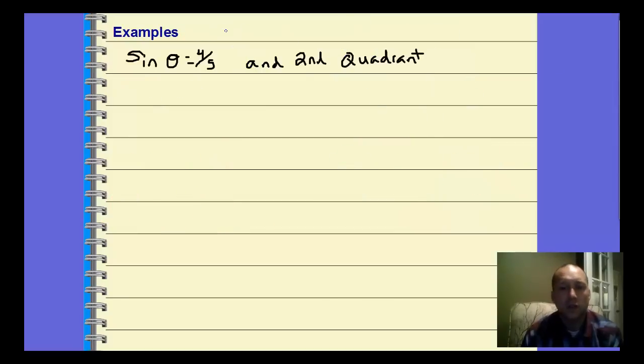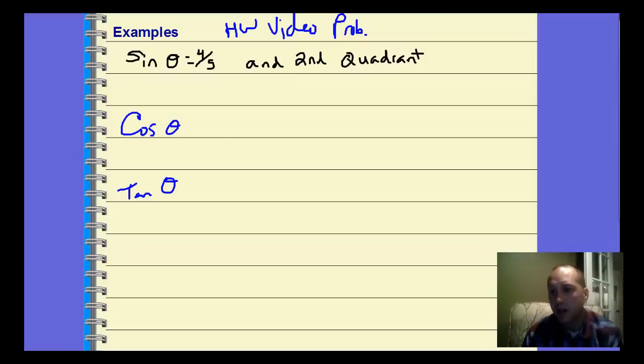So I'm going to have you do this one for your homework video problem. Actually take the sine of theta is equal to 4 over 5. So think about what sine represents and what those numbers mean. And then to know that you're in the second quadrant, try making a drawing for that. And then state what the cosine of theta and the tangent of theta would be using this information. So give that a shot.